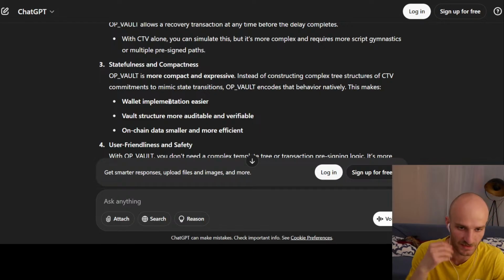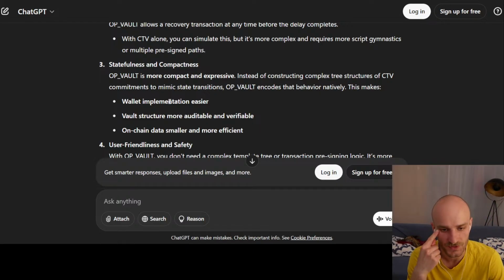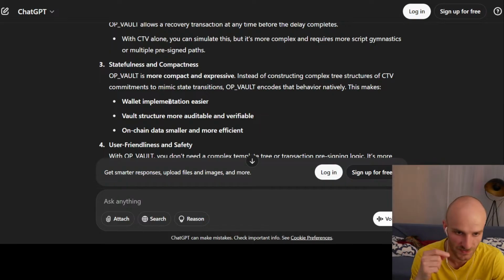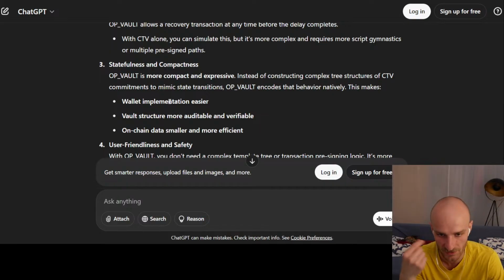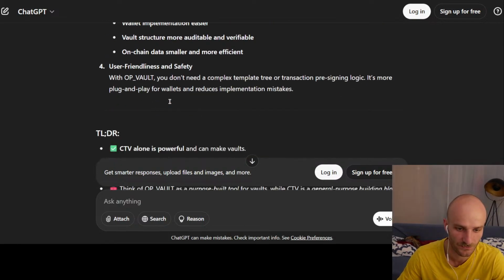Statefulness and compactness. OP Vault is more compact and expressive. Instead of constructing complex tree structures of CTV commitments to mimic state transactions, OP Vault encodes that behavior natively. This makes wallet implementation easier, vault structure more auditable and verifiable, on-chain data smaller and more efficient.